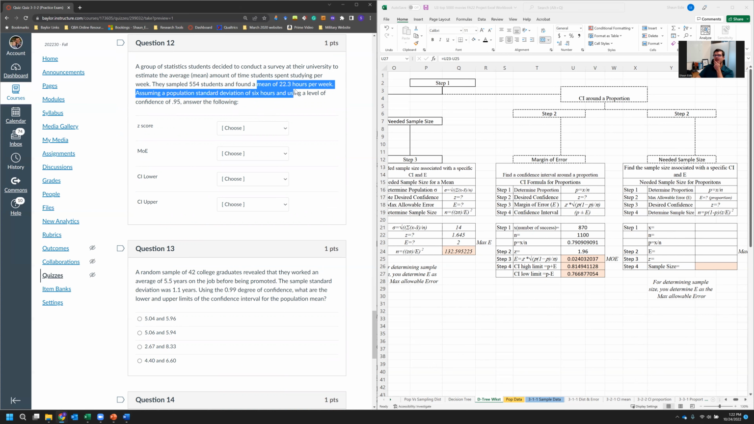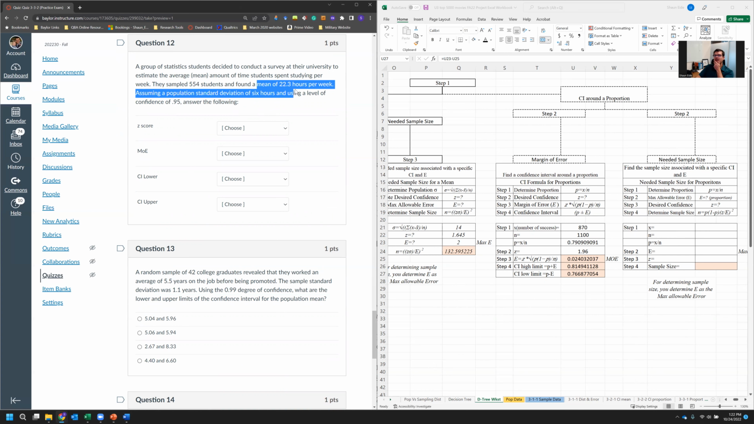22.3. Okay, 554 students sampled. The z-score 1.96. The standard deviation 6. And so we've got the standard error, which is the standard deviation divided by the square root of the sample size. So that right there is your standard error.